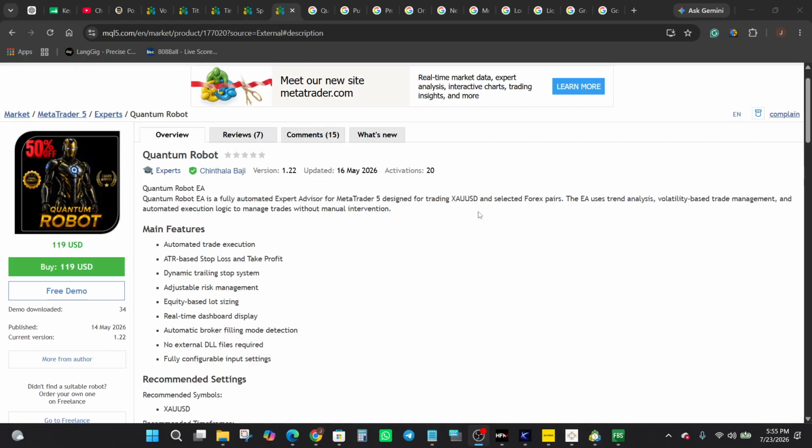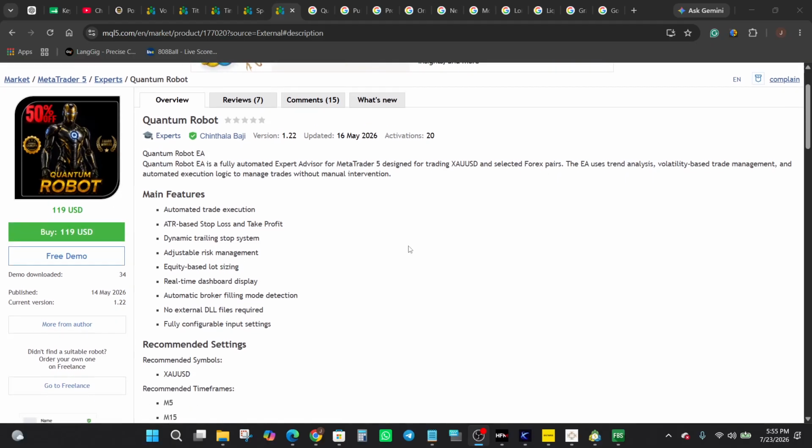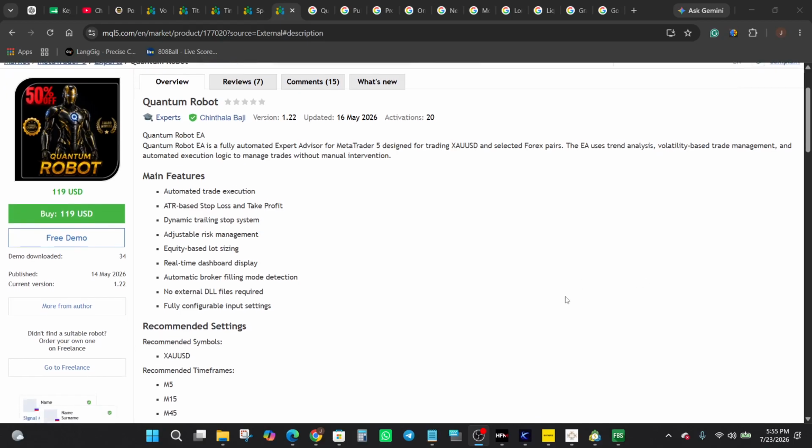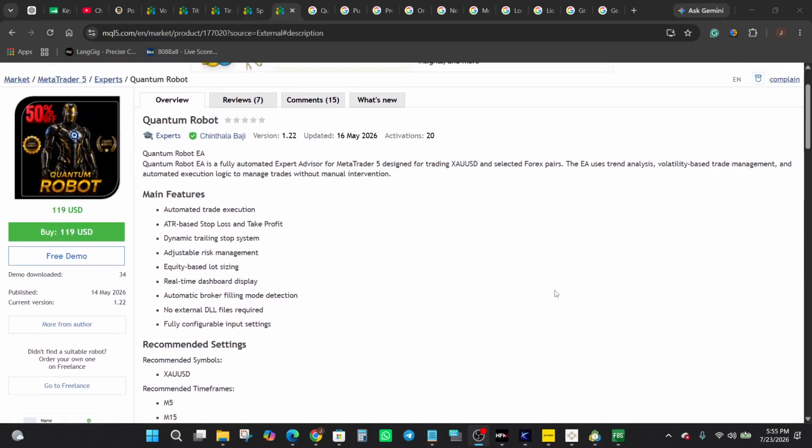In this review, we are taking a closer look at the Quantum Robot Expert Advisor for MetaTrader 5. We'll go through what the developer says about the EA, examine its key features, discuss the recommended trading conditions, and finally analyze the historical backtest results to see how it performed during the testing period. As always, remember that this is an educational review and not financial advice, and historical results should never be treated as a guarantee of future performance.